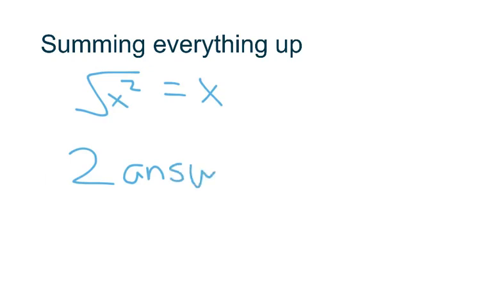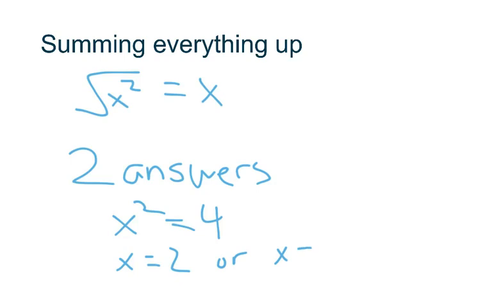So to sum everything up, there are 2 things we need to keep in mind. The square root of x squared is equal to x. Square rooting something squared undoes it, and vice versa. If you square something that's square rooted, you undo it. Those are inverse operations. The second thing is we need 2 answers, or we're looking for 2 solutions. So x squared equals 4 means that x could equal 2 or x could equal negative 2. So anytime we take a square root, we've got to keep in mind those 2 answers, positive and negative.